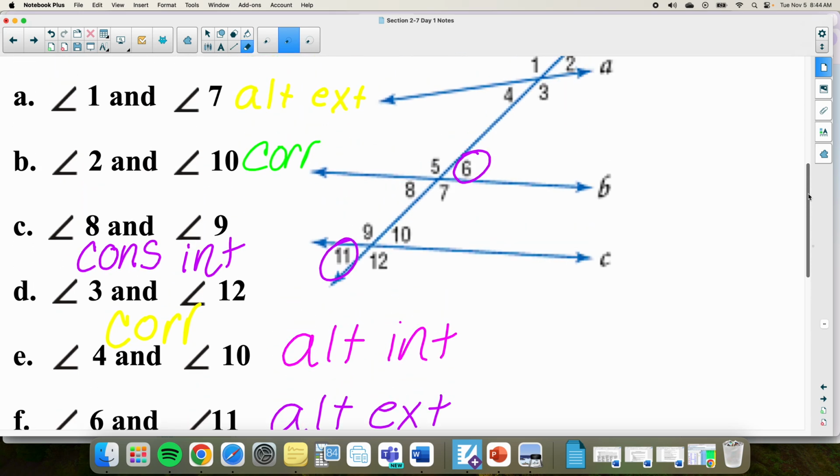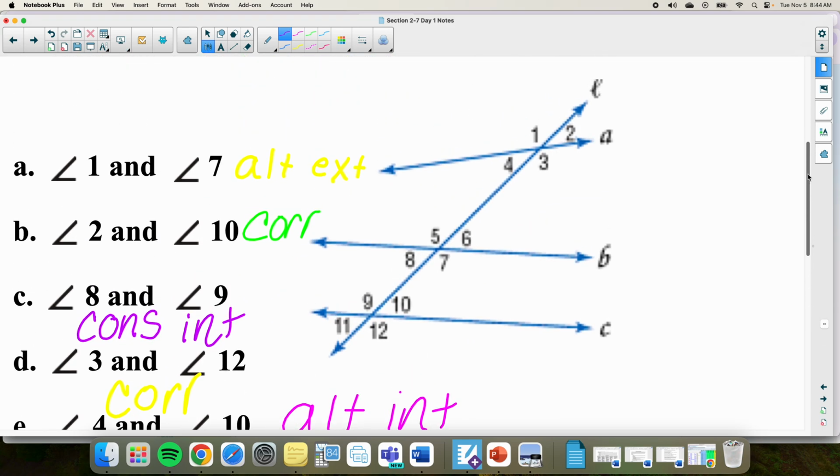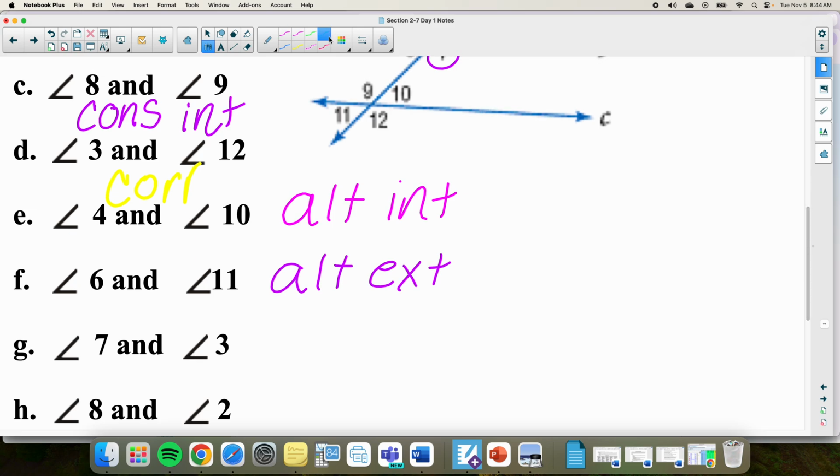Then if we look, we have 7 and 3. So here's 7, here's 3. What kind of those? Corresponding is correct. You'd cover those bottom ones up. So this is corresponding.